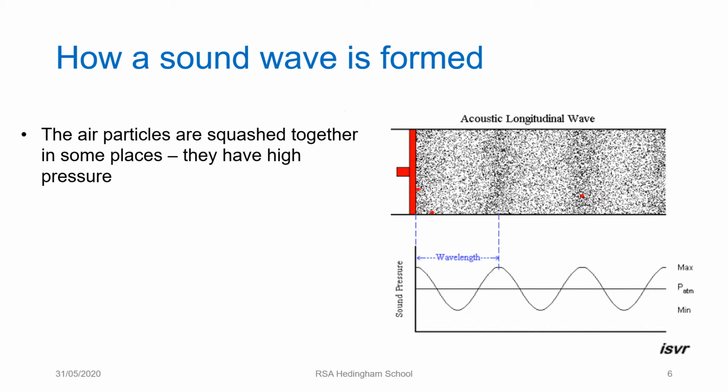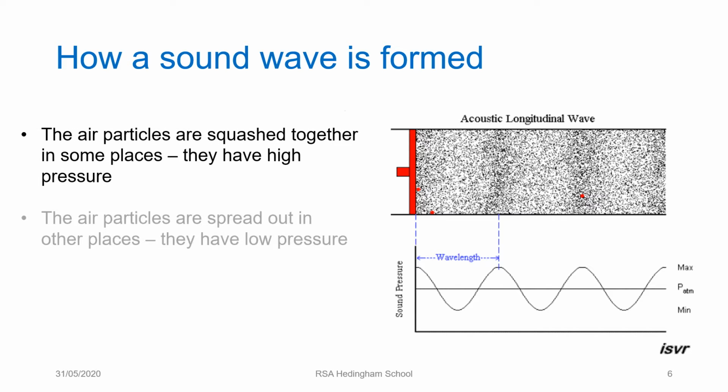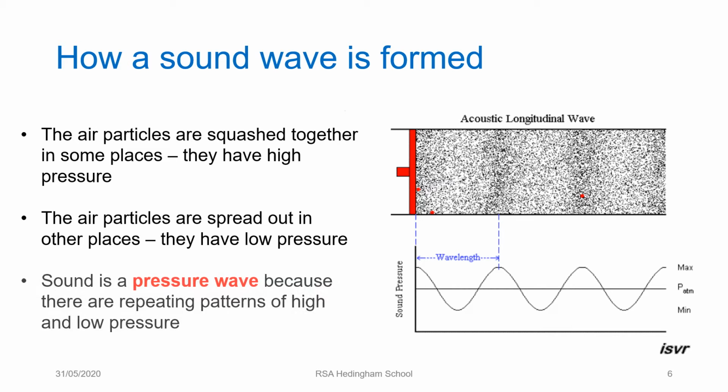This means that in some places the air particles are squashed together, which gives them a high pressure, and in other places the particles are spread out and they have low pressure. So sound is a pressure wave because there are repeating patterns of high and low pressure.